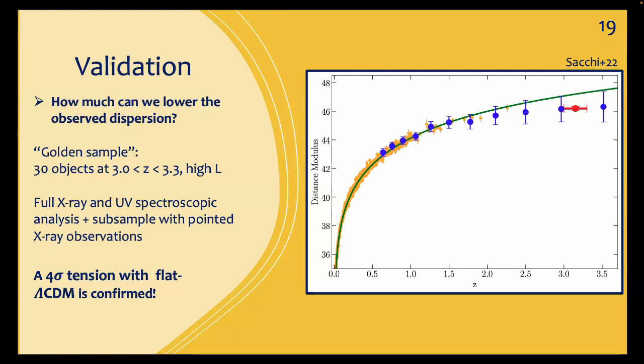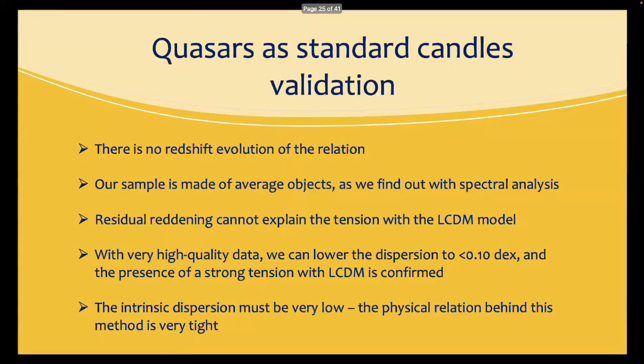And so the presence of this strong tension is again confirmed. So, final remarks. I hope I have convinced you that we can use quasars as standard candles in a reliable way, and that when we do so, we find significant tension with the predictions of a flat ΛCDM model. This tension cannot be explained by residual reddening in the spectra, which we probe by checking their UV spectra.